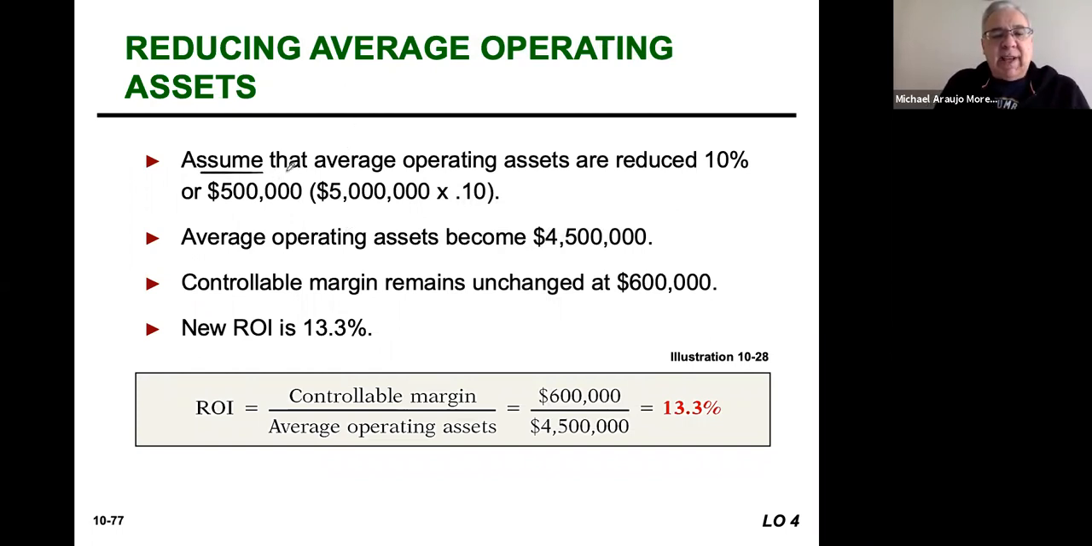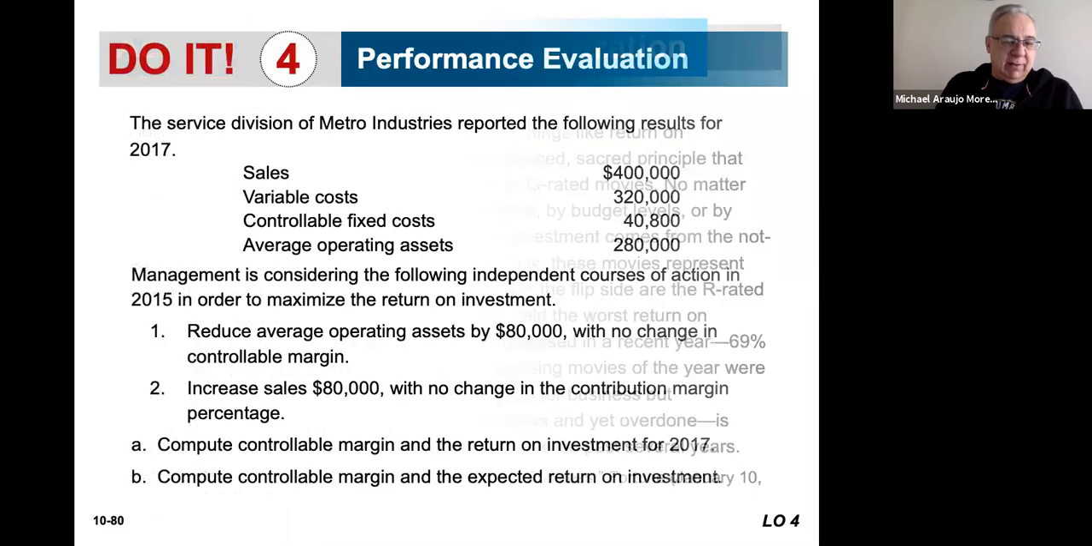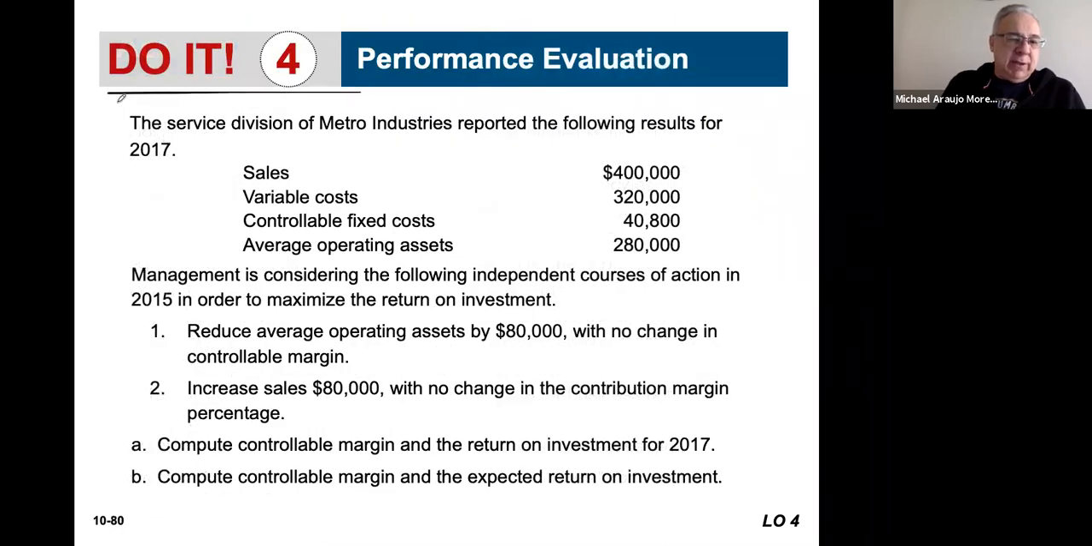What if we assume in this case that our average operating assets are reduced by 10%? So instead of 5 million, they're 4.5 million. Everything else would stay the same in terms of our traditional controllable margin. So we would have our ROI increase to 13.3%. So these are going to be some of the questions that they're going to be asking you to figure out here for this part. It's not that bad, but this is probably going to take you a little bit of time to work through these numbers as these things change.